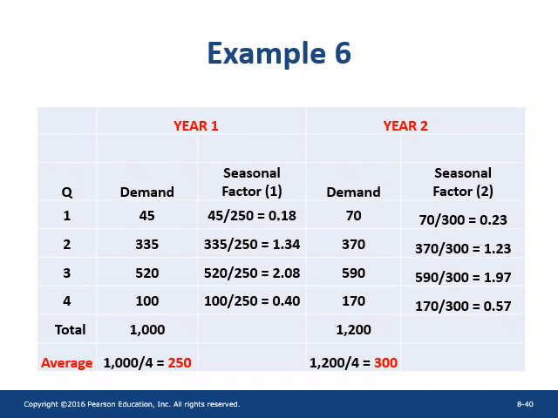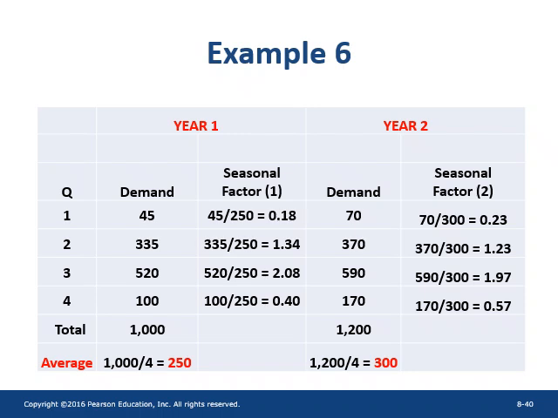So for year 1, we have these 4 demand values. It adds up to 1,000 units. And so if you were to average 1,000 across 4 periods, the average periodic demand would be 250. So in quarter 1, we got 45, not 250. So the ratio to the average is 0.18. Similarly, in quarter 2, the ratio to the average is 1.34. It's over 250. Period 3, 2.08.